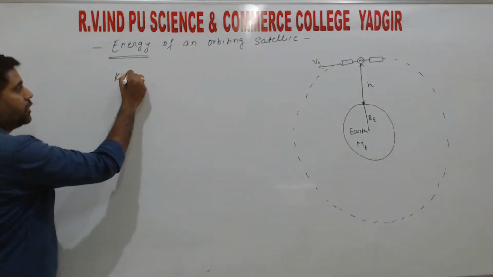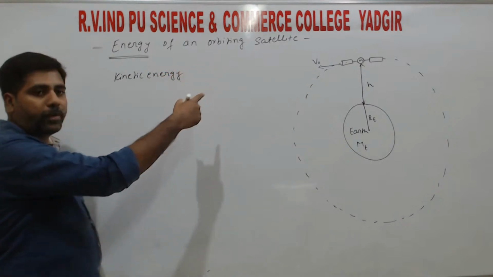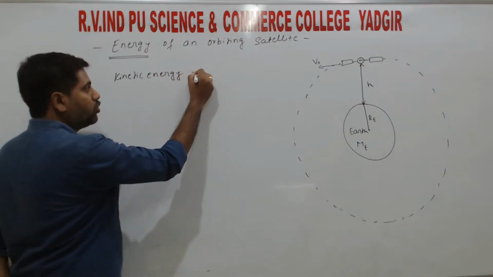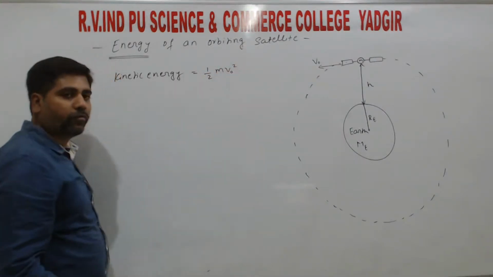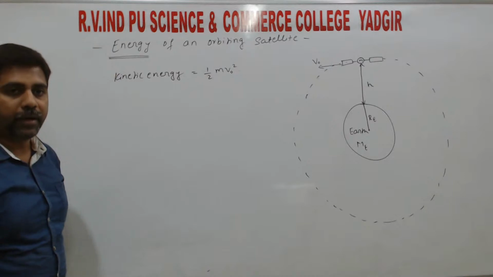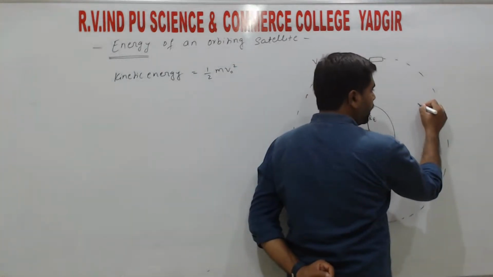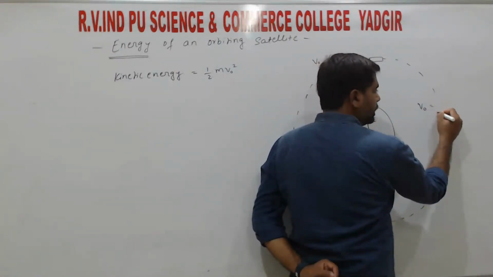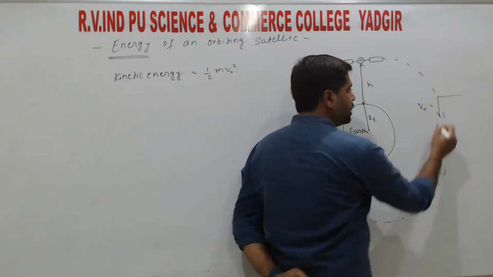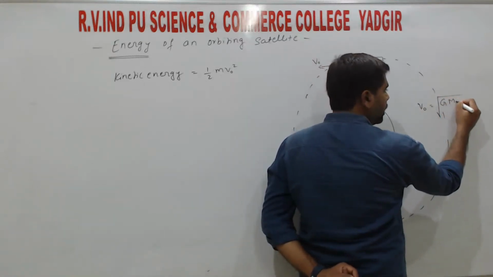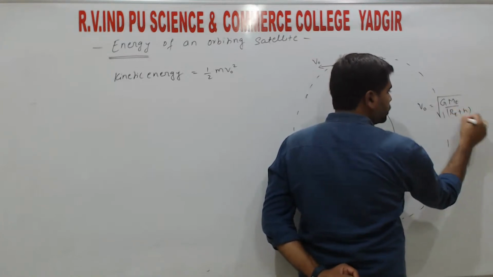So the kinetic energy of an orbiting satellite is equal to half m VO square. VO is the orbital speed, right? In the last class we derived the relation for the orbital speed, that is VO is equal to the square root of, in terms of the gravitational constant, G ME divided by RE plus h.